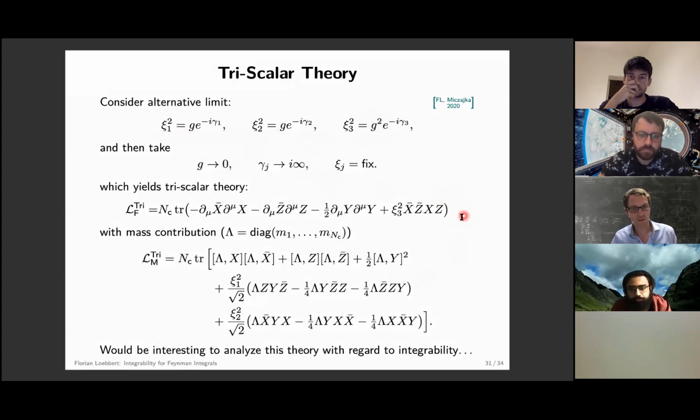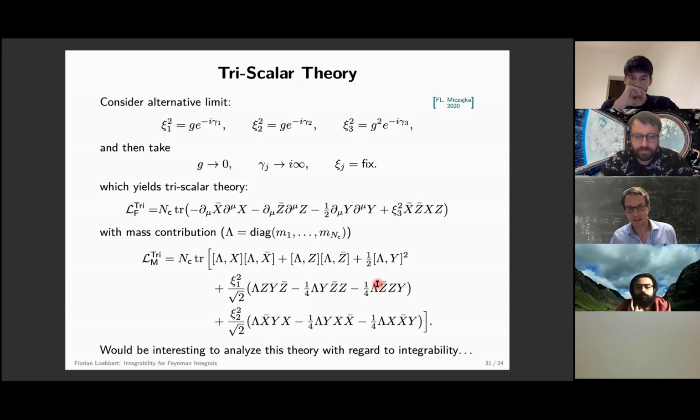So now we have 3 scalars, 2 complex scalars, x and z, and 1 real scalar. We have again this 4-point vertex, but now we have additional terms that are proportional to the masses. So this lambda here is a diagonal mass matrix. We can choose some of the masses to be 0. So if I take the mass to 0, this contribution will be 0, which means that the scalar y decouples, and we are back to the massless case.